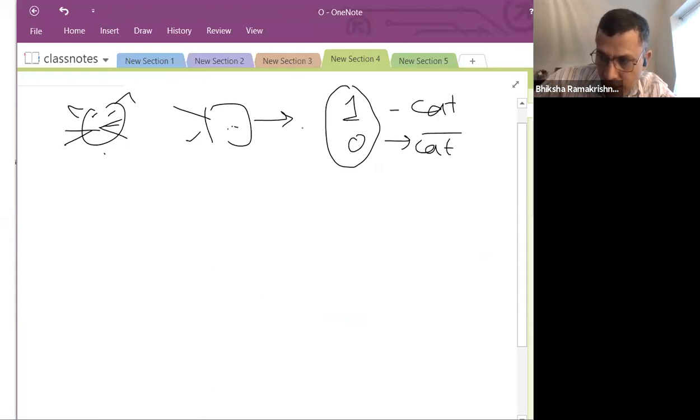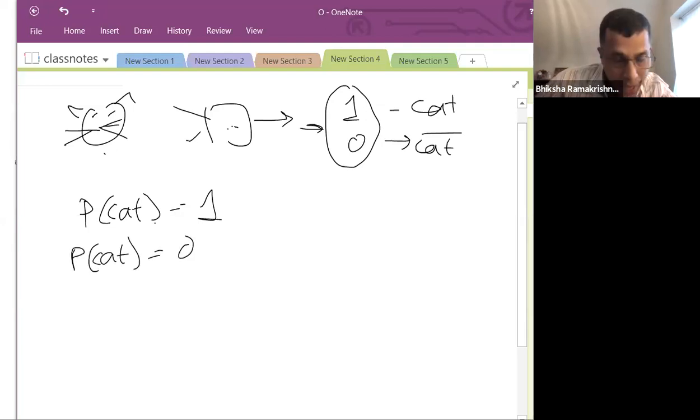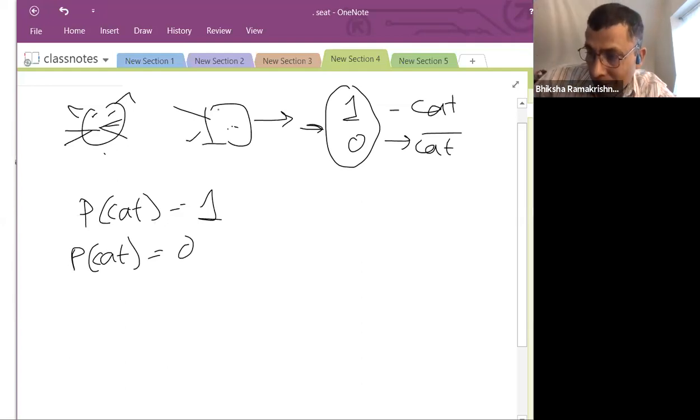In the second interpretation, the network is saying the probability of cat equals 1. I'm absolutely certain that it's a cat. Or I'm going to say the probability of cat equals 0. I'm absolutely certain that it's not a cat. And you want the network to be very certain.